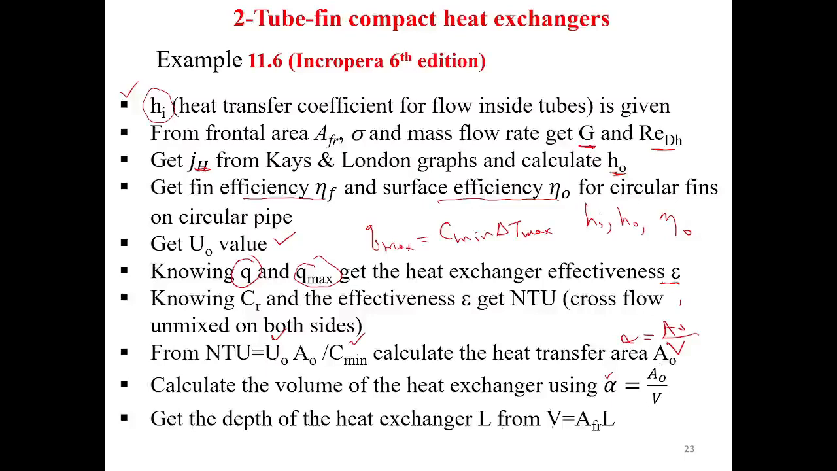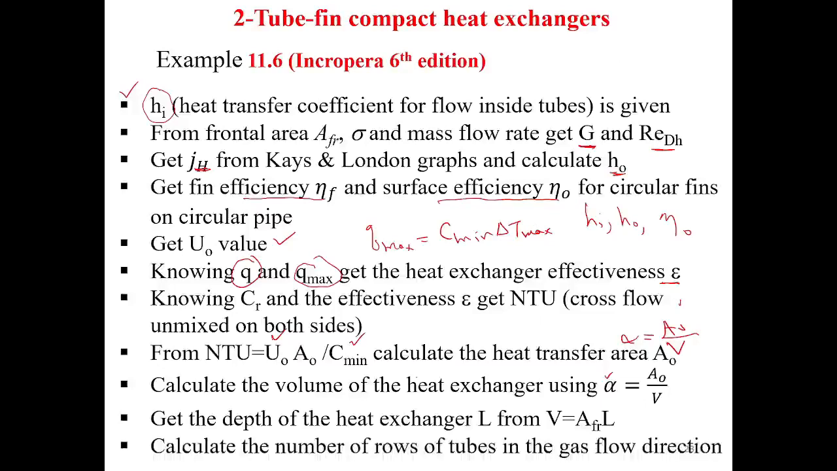exchanger in the direction of the gas, which is going to be, since the volume is going to be the frontal area times L, so L is going to be the volume divided by the frontal area. I would like just to, you can calculate also the number of tubes, rows in the direction of the flow.